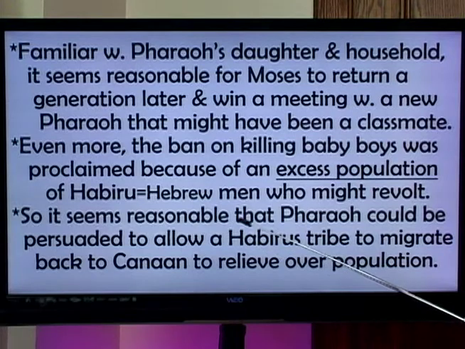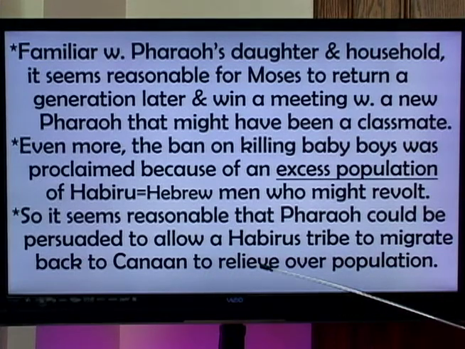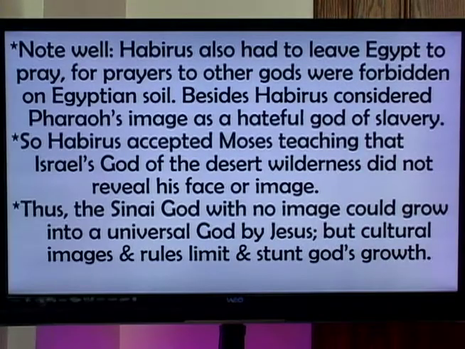So it seems reasonable that Pharaoh could be persuaded to allow a Habiru tribe to migrate back to Canaan to relieve overpopulation in Egypt. We go on to our next screen and we read, note well, Habirus also had to leave Egypt to pray, for prayers to other gods were forbidden on Egyptian soil. We didn't know what god the Habiru had, but it wasn't Egyptian.